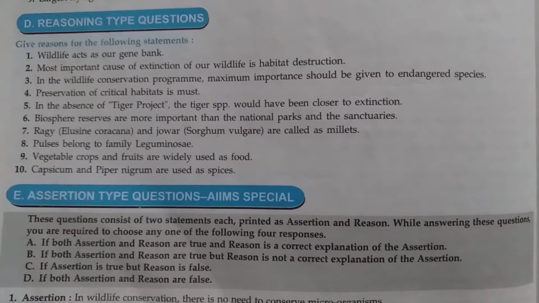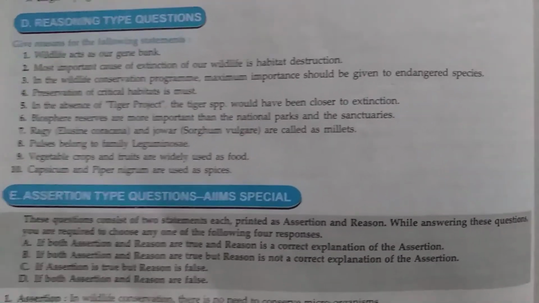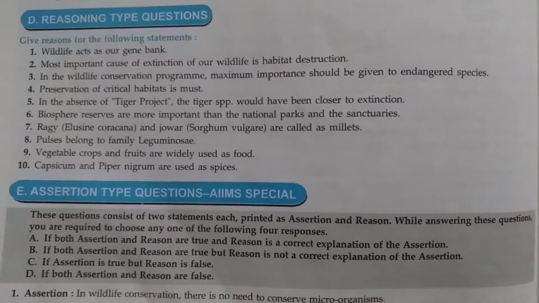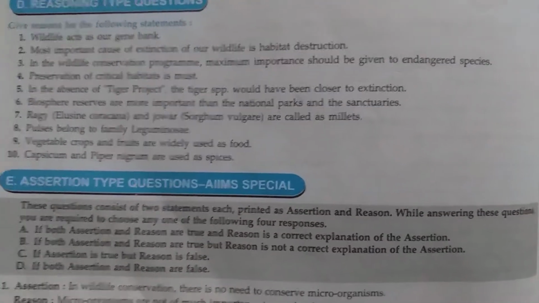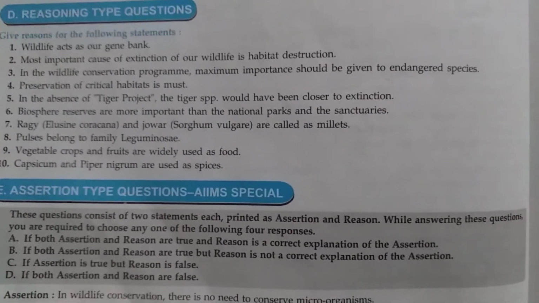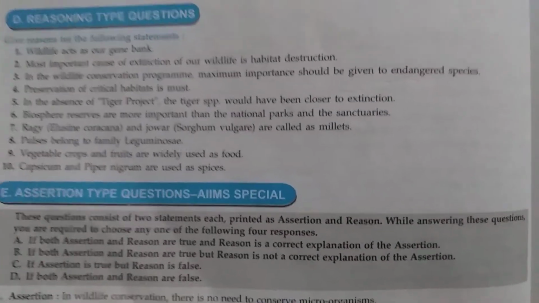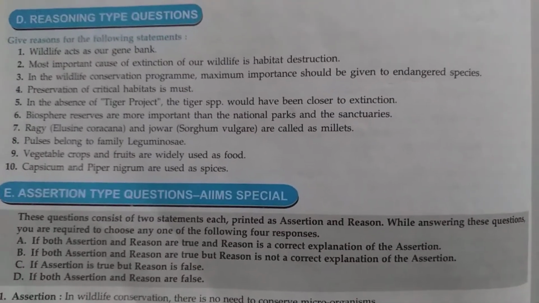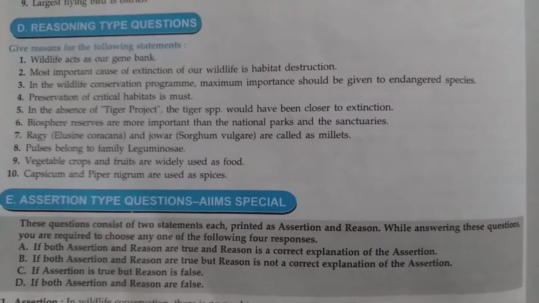Students, before going to the examples or reading the statements, let me tell you what the term assertion means. Assertion is nothing, just a statement. Assertion means a statement which is provided to you and its reason is given along with. You just have to tell whether the reason is right or not, whether the assertion is right or not, whether both are right or not, or whether the reason is the correct explanation of the assertion or not.